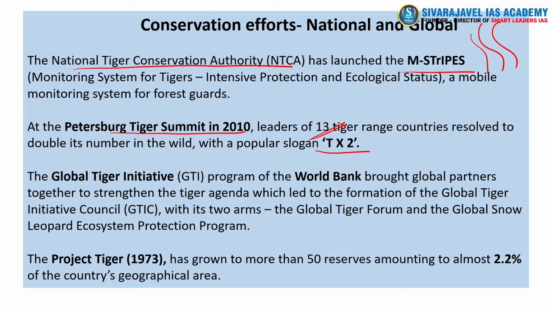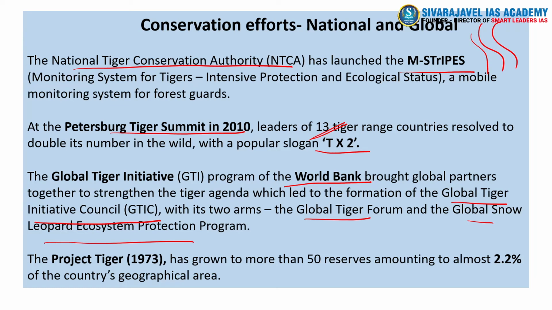The Global Tiger Initiative program of the World Bank. This is crucially important because you have an environment program run by the World Bank, because you have to know this. So this brought the global partners together to strengthen the tiger agenda, which led to the formation of something called the Global Tiger Initiative Council. So the only thing you have to know is there was something called the Global Tiger Initiative by the World Bank to create the Global Tiger Initiative Council. This council has two arms, that is the Global Tiger Forum and then the Global Snow Leopard Ecosystem Protection Program. So the Global Tiger Initiative is not only for tigers but also for snow leopards.